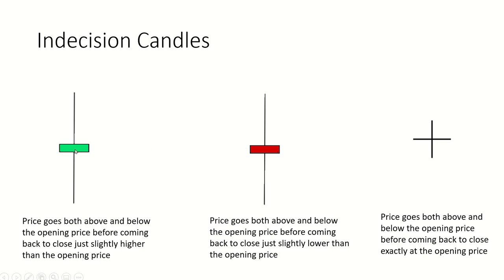And the same idea with this one, right? It's just two sides of the same coin. Instead of closing down here, it's closing up here, but still really annoying. It fakes you out up here and then fakes you out down here. And you have this, the ultimate sort of indecision candle.